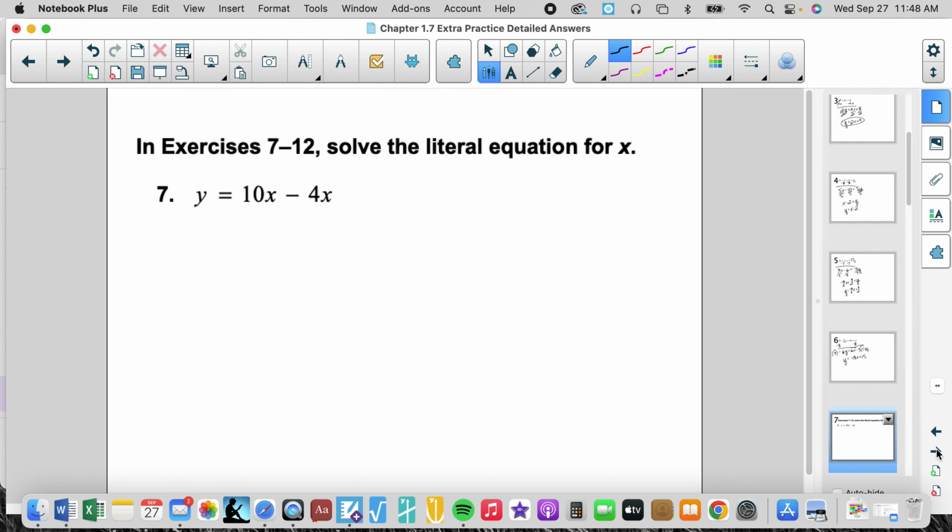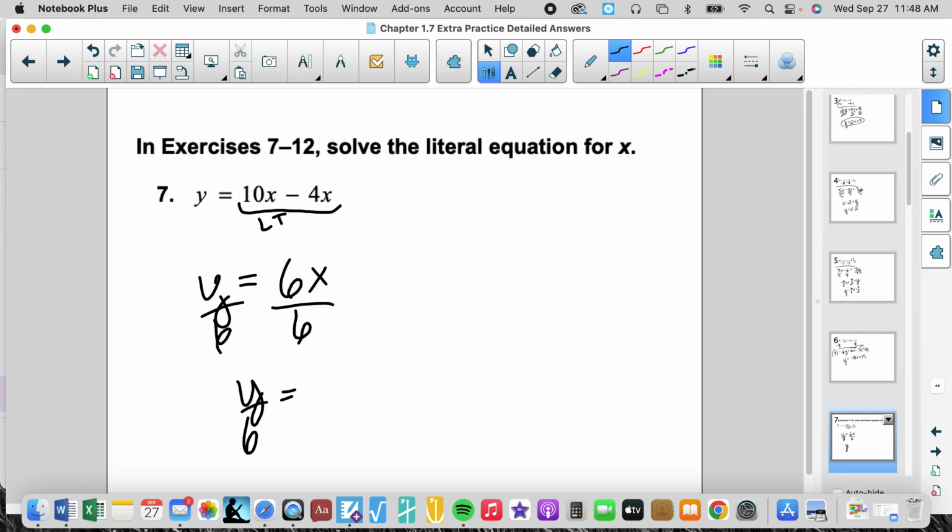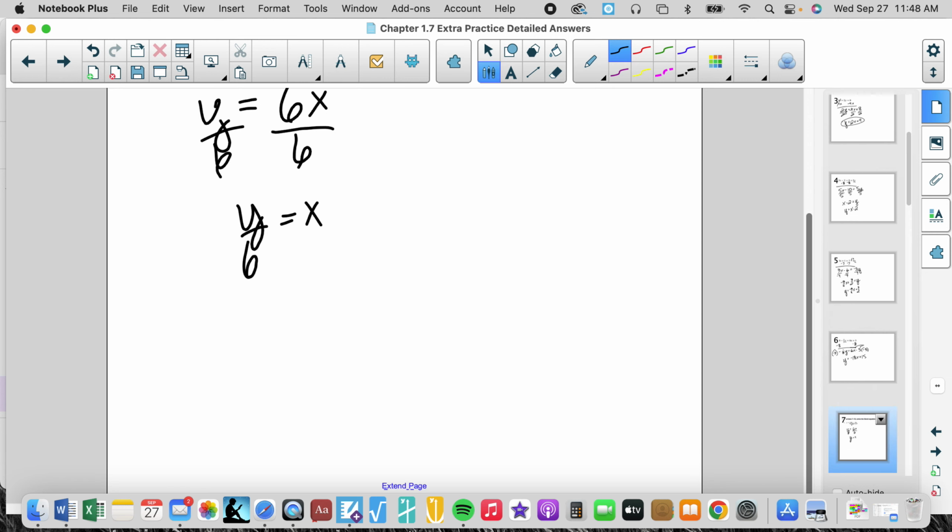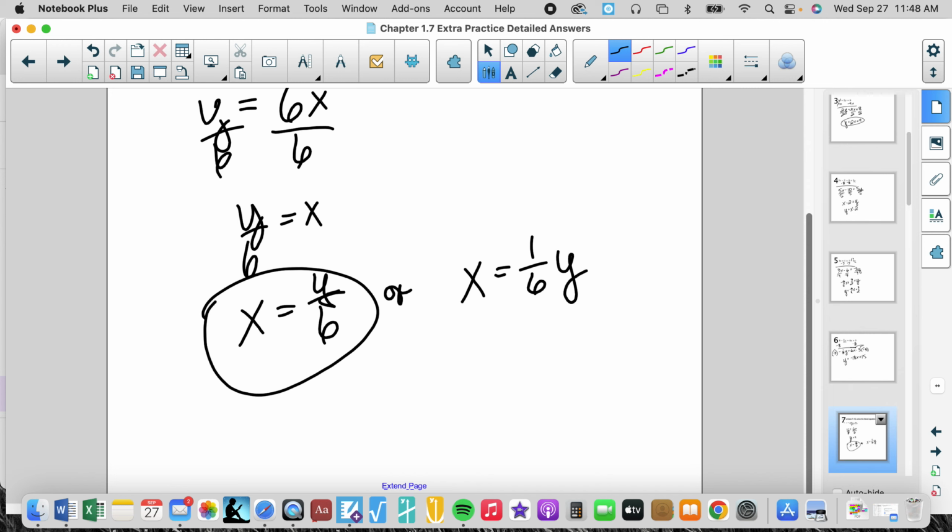All right, now solve the literal equation for x. So we're isolating for x. Well, we can combine like terms here first. So y equals 10x minus 4x is 6x. And then we're going to divide by 6. And we get y over 6 equals x. We can also write that, if we want the variable first, x equals y over 6. Or x equals 1/6 y. I'm okay with either of them. This is more high school answer, but it does mean this, so we should understand both aspects of that.